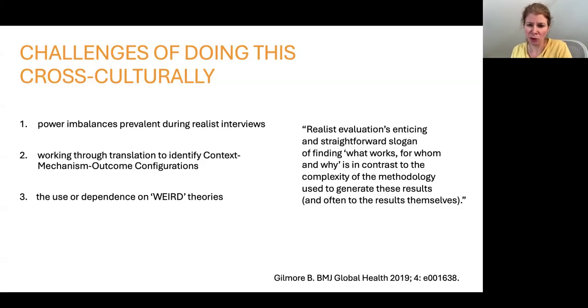Another problem that Gilmore talked about is the use and dependence on WEIRD theories, theories that are generated in Western, educated, industrialized, rich, and democratic nations, as opposed to perhaps theories that might make sense, might have been generated in other contexts that might make more sense locally, even though they haven't been formalized or written about.